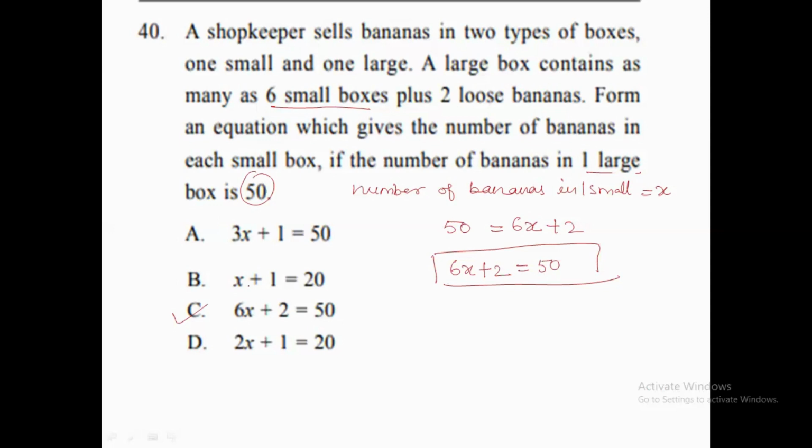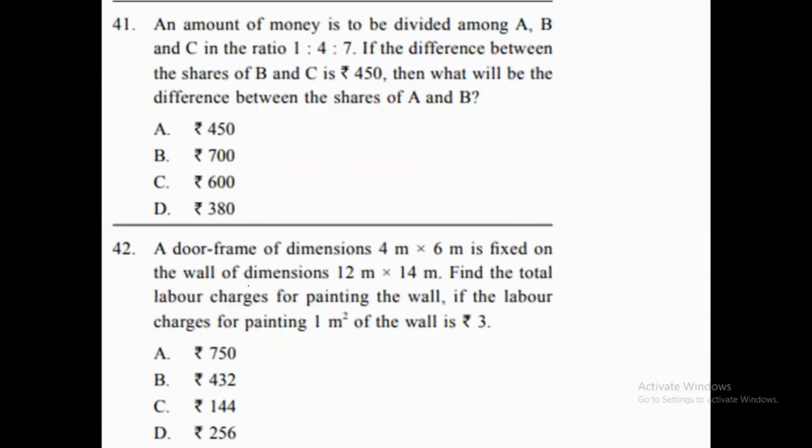Okay, now we have our next question, which is question number 41. Let's see what it is asking. An amount of money is to be divided among A, B, and C in the ratio 1:4:7. If the difference between the shares of B and C is 450, then what will be the difference between the shares of A and B? That we need to find out.